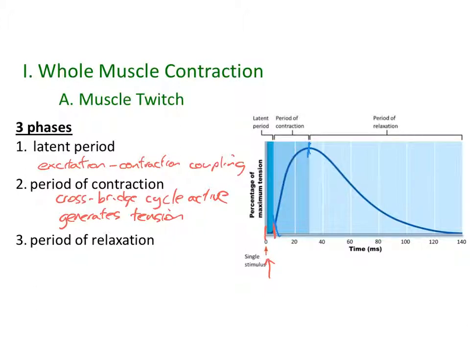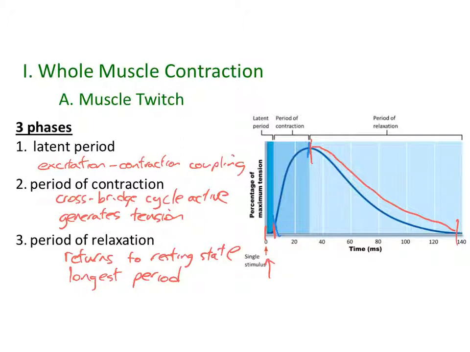And then the third phase is called the period of relaxation, and the muscle returns to its resting state. This is actually the longest period of a muscle twitch. During this phase, going from here all the way out to 130-ish milliseconds, the cross-bridge cycle is turned off, actin is pulled out of the synaptic cleft, and basically contraction stops.